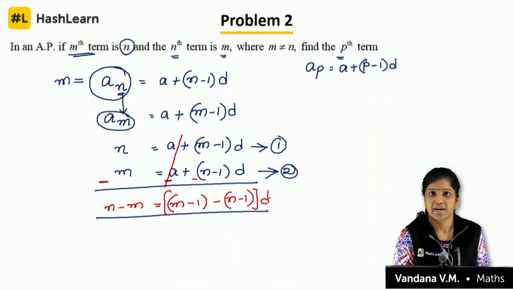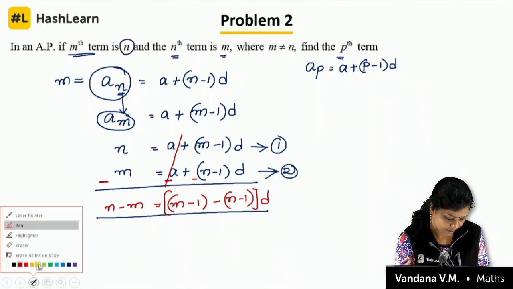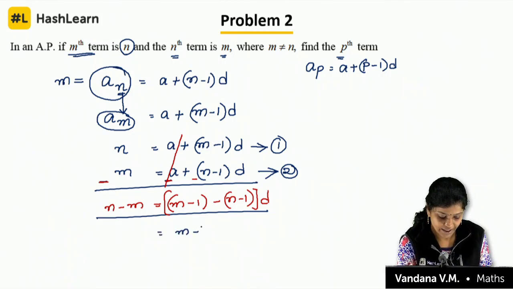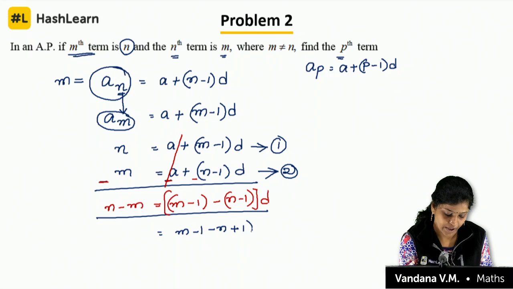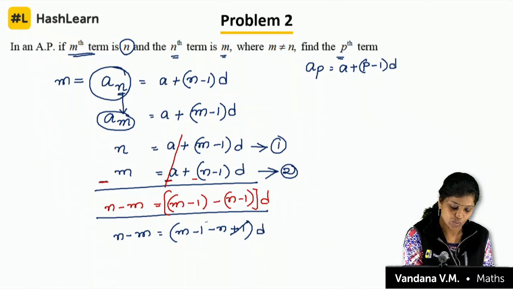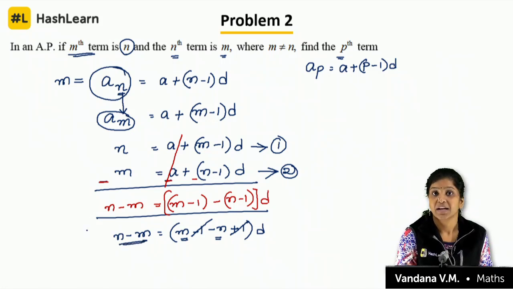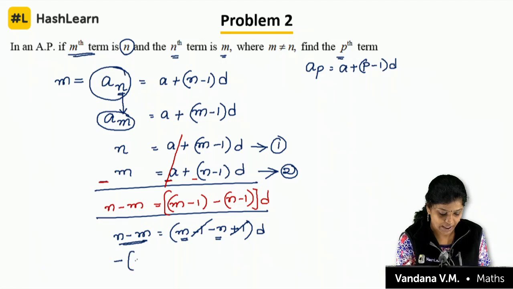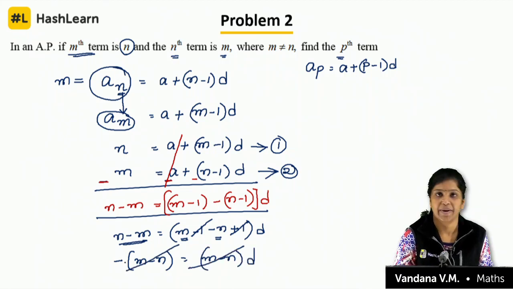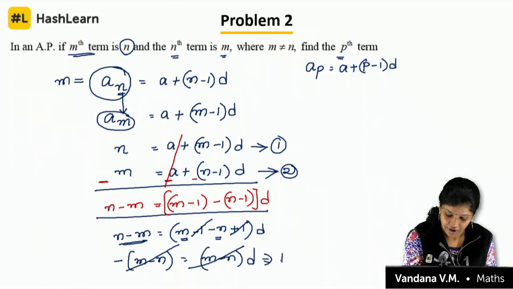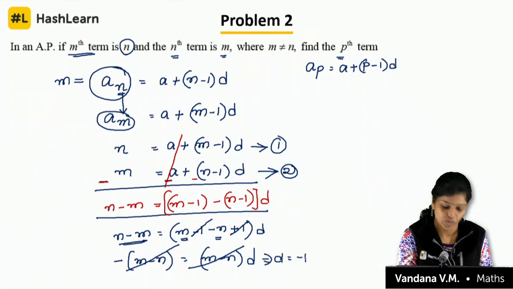d is there. Let me write it like that. Now, we just expand the bracket, m minus 1 minus n plus 1 into d, n minus m it is. Plus 1 minus 1 will get cancelled. Now, you observe here m minus n, here it is n minus m. Take out minus 1 common, you will get m minus n into d. m minus n, m minus n will get cancelled, that is d is equal to minus 1.